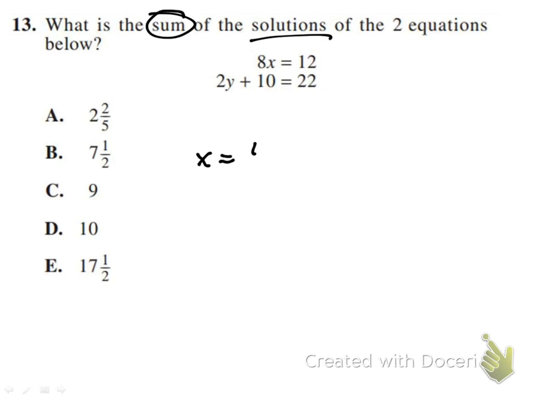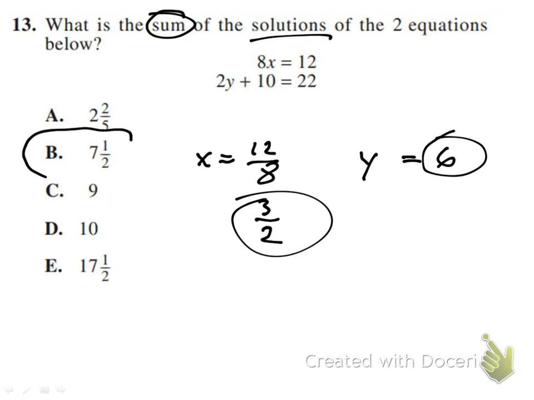x is 12 over 8, right? And the second equation, we subtract 10 from both sides, and we get 2y equals 12, which means y equals 6. So I'm adding 6 and 12/8, which is what? 12/8 is 3 over 2. That's 1.5. 6 plus 1.5 is 7.5. All right. Next.